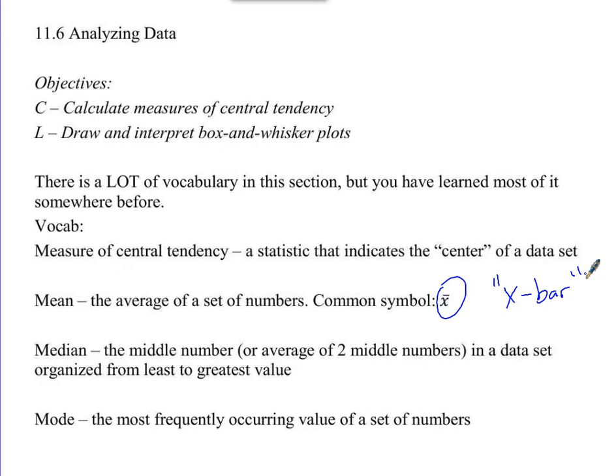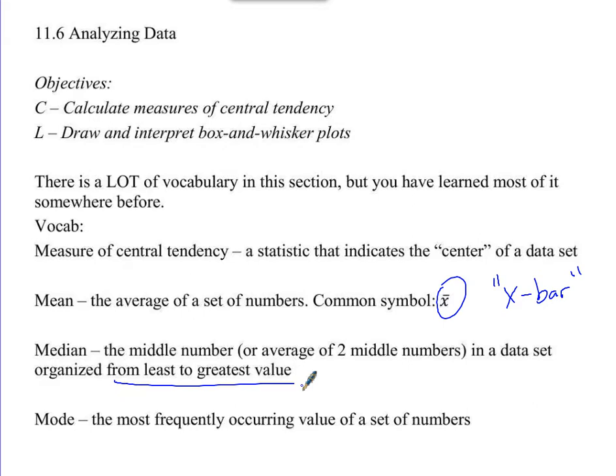The median is a middle number, the middle number of a set of numbers. Or, if you wind up in the middle of two numbers in your data set, then you just take the average of those two middle numbers, and that gives you the middle of the middle numbers. So the median is the middle number in a data set organized from least to greatest value. This is important right here. You cannot find the median of something unless you have organized the data from least to greatest value.